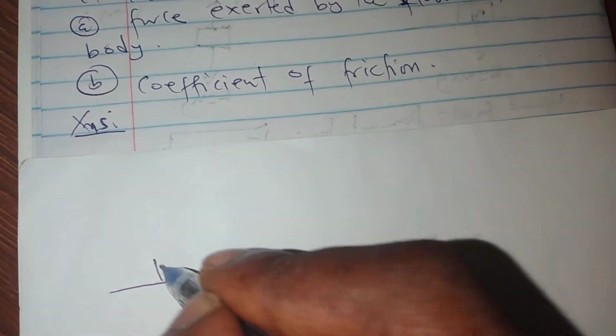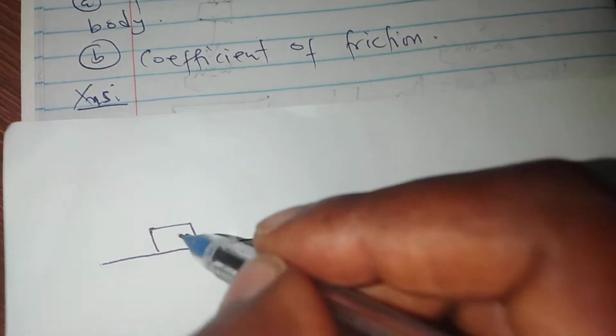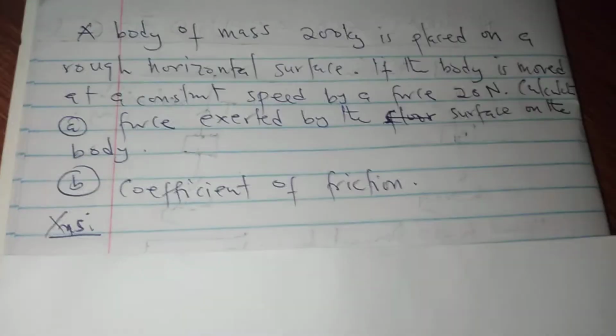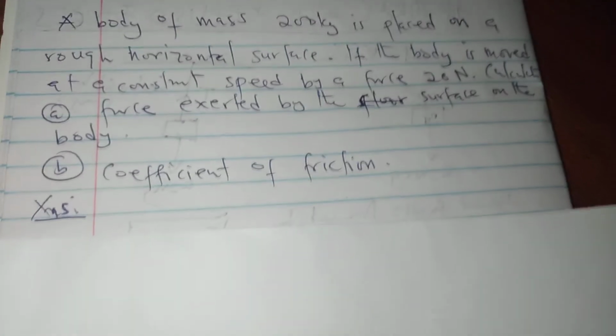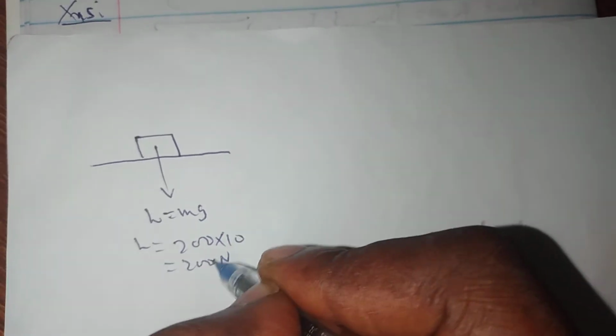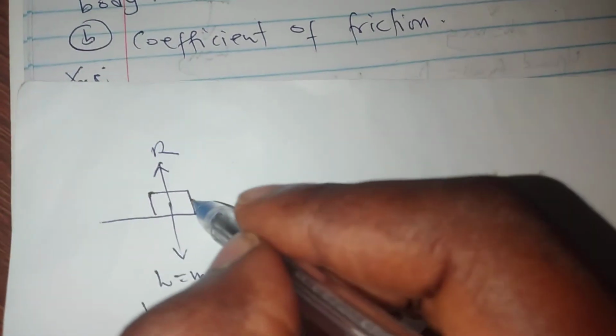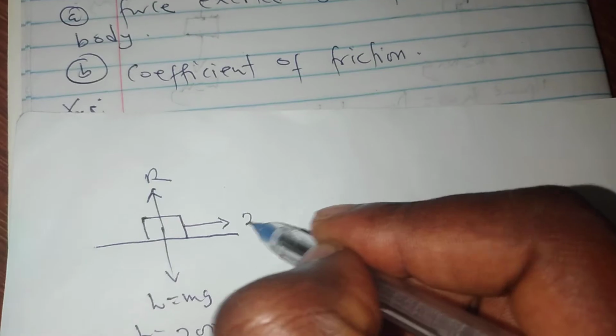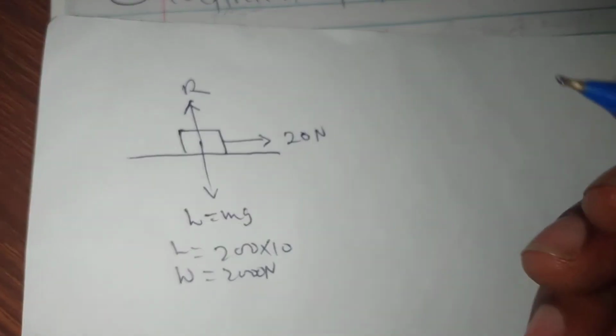Now the first thing that you do for such a question is to draw a diagram with your body. Once you have a diagram, the weight is downwards, mg. From the question, the weight is equal to 200 times 10, so you are going to get 2000 Newton for the weight. And then we have our normal reaction R. There is an applied force which is equal to 20 Newton in this direction.